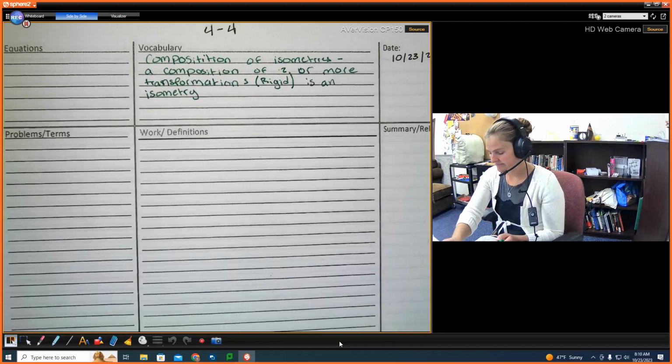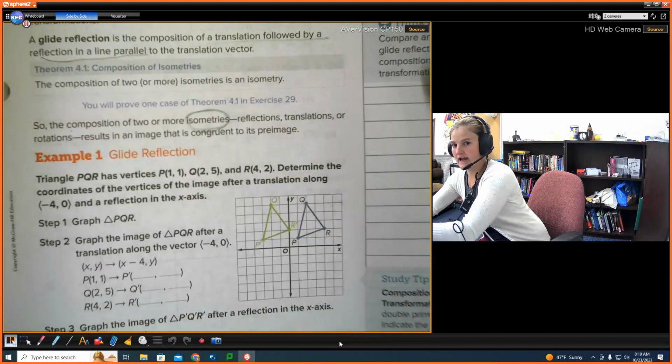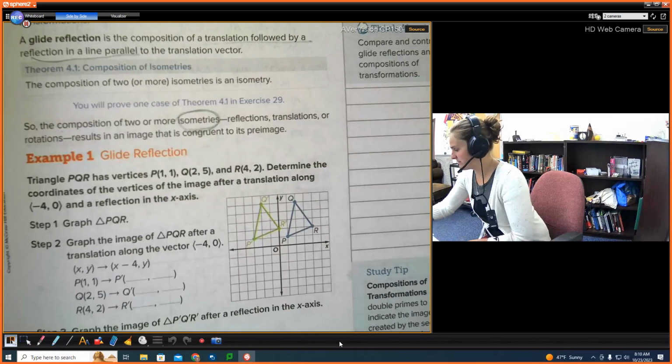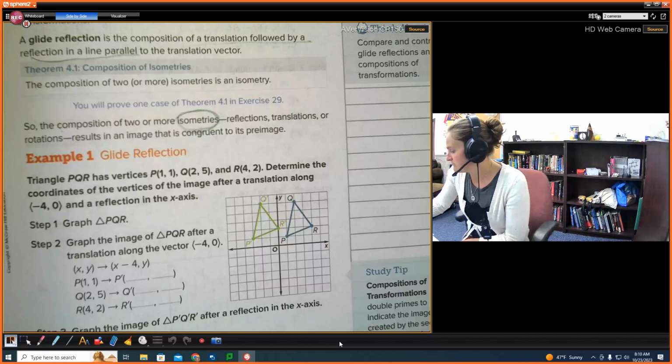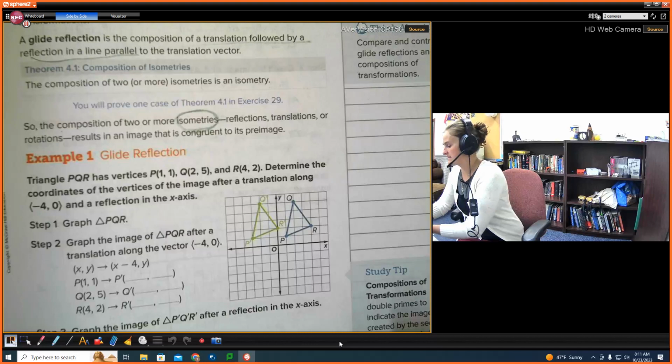Okay, so now we're going to do example 1. So example 1 is an example of a glide reflection. And again, example 1 is on page 261. So triangle PQR has vertices P(1, 1), Q(2, 5), and R(4, 2). Determine the coordinates of the vertices of the image after a translation along <-4, 0> and a reflection in the x-axis. Okay.